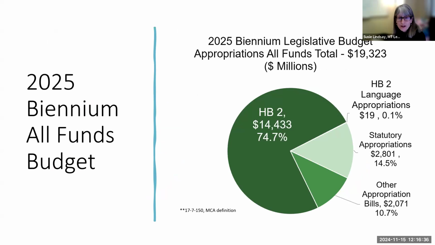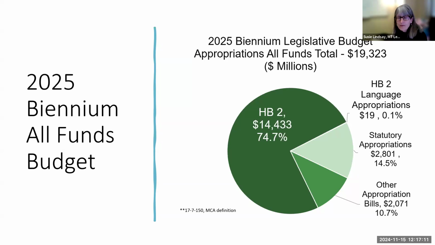And this budget runs through June 30th, 2025. You can see that the overwhelming majority of the funding is House Bill 2. Between House Bill 2 and the House Bill 2 language appropriations, it's 74.8%. And then again, the statutory appropriations are the next largest slice of that at about 15%, 14.5%.